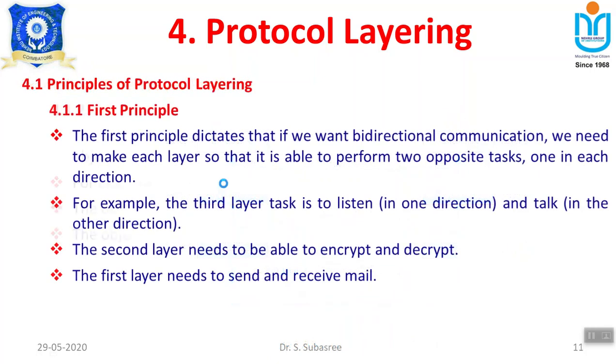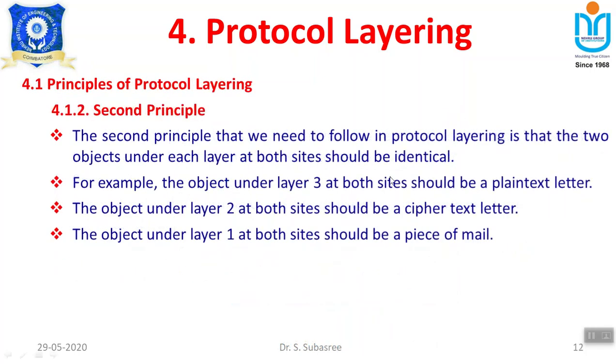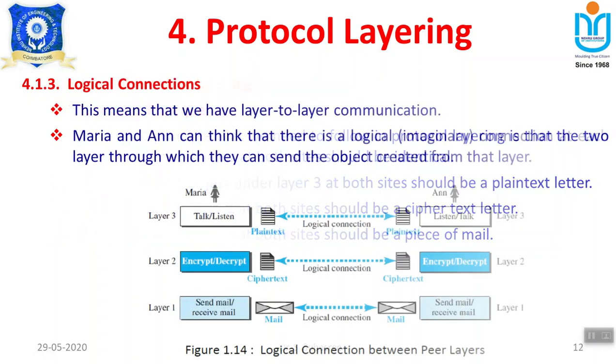The second principle says that we need to follow in protocol layering that the two objects under each layer at both sides should be identical. So in this example, in the third layer both ends should be plain text, in the second layer both end objects will be in the form of ciphertext, and in the first layer both ends the object should be in the form of mail. So these are the two important principles that have to be followed in protocol layering.